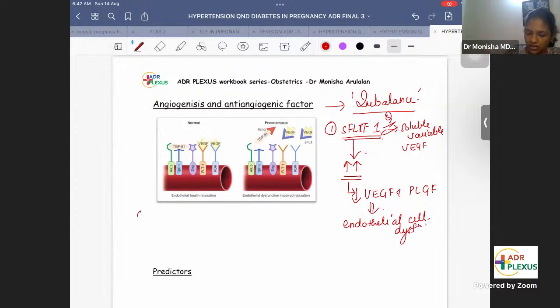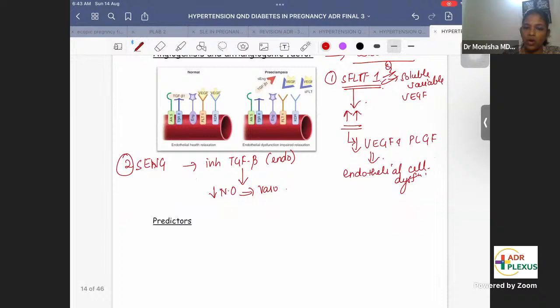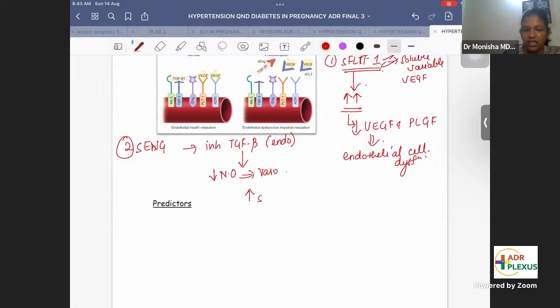Another very important thing is the soluble endoglin. Soluble endoglin is the second one. Remember, it inhibits the transforming growth factor beta that is present in the endothelial cells. Thereby there is a decrease in nitric oxide levels, leading to vasoconstriction. What are the upcoming things being studied in angiogenesis and anti-angiogenesis? One is an increase in the level of sFLT-1 and a decrease in placental growth factor. They correlate with preeclampsia.